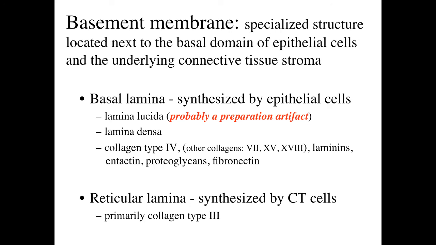The major protein in the basal lamina is collagen type 4. There are other collagens involved in the basal lamina. In addition to other collagens, there are laminins, and proteins like entactins, proteoglycans, and fibronectin. But for the purposes of this course, the major protein associated with basal lamina is collagen type 4. The basal lamina, as we said, is synthesized by epithelial cells. The major protein in the reticular lamina is primarily collagen type 3, and as we said, the reticular lamina is synthesized by cells of connective tissue.